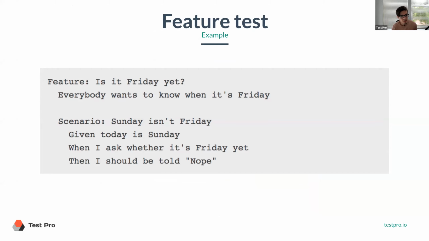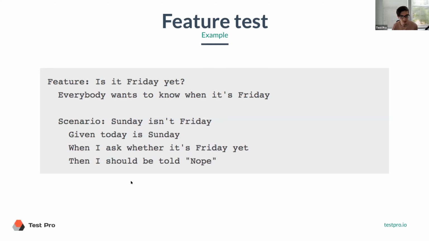And here we're also going to use a scenario. Scenario, as I said, is going to be our test case. In the scenario, we're going to have a scenario name, like "Sunday isn't Friday." This is actually our test case title, right? Then we're going to have a precondition, Given, saying today is Sunday, and When is going to be our test case step, saying I ask whether it's Friday yet, and then Then is actually our expected result, right?